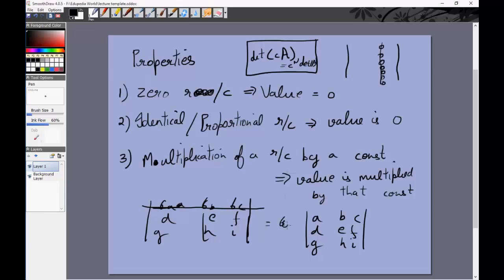Because if you take a matrix A, B, C, D, E, F, G, H, I and you multiply it by, let's say, 6, then the value will not be 6A, 6B, 6C and D, E, F, G, H, I. All of these will have a 6 multiplied by them. Right? So if you multiply a single row or a single column by a constant, the value is multiplied by that constant. But if you multiply every entry by that constant, then the determinant's value will be 6 to the power 3 times the original value, because you will get 6 out 3 times. Right. So determinant of C times A is not C times determinant of A, it is C to the power n times determinant of A, where n is the order of the determinant or of a matrix.